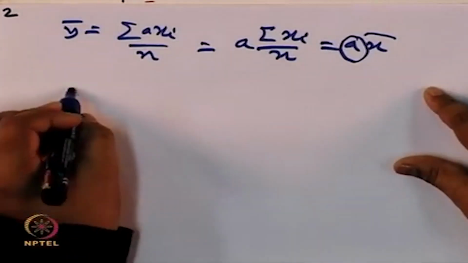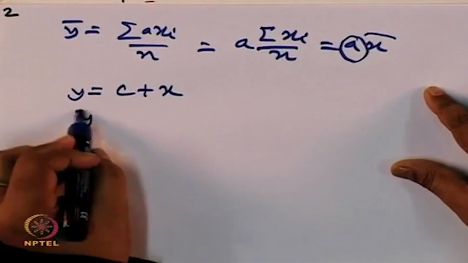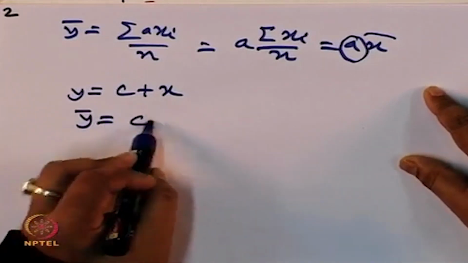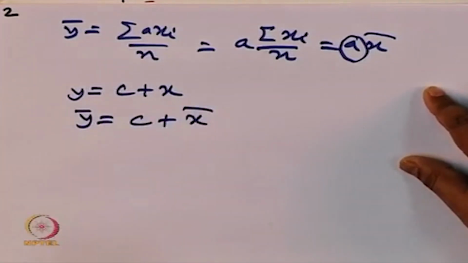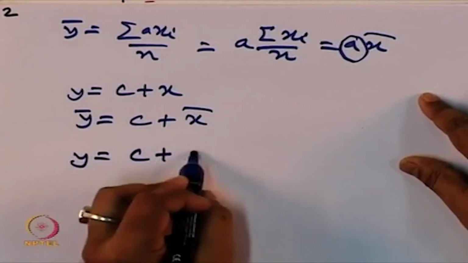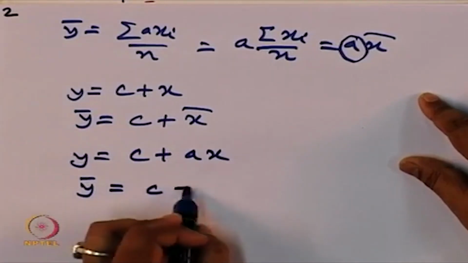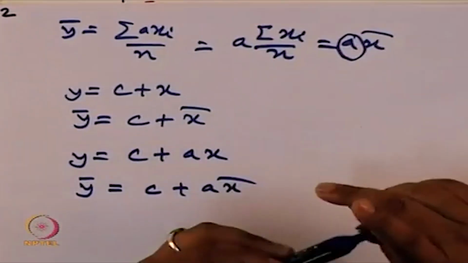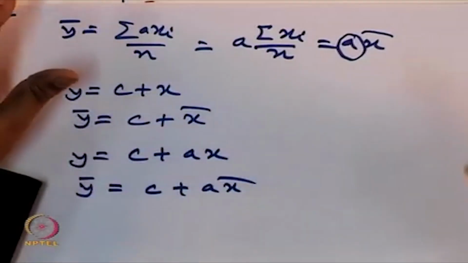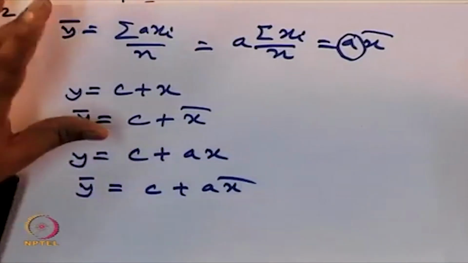In the case of y is equal to c plus x, then y bar is nothing but c plus x bar, since the average of a constant is a constant. The third case, the general case, when y equals c plus a x, would give me the formula y bar is equal to c plus a x bar. So, these transformations are particularly helpful when we are doing things manually by hand.